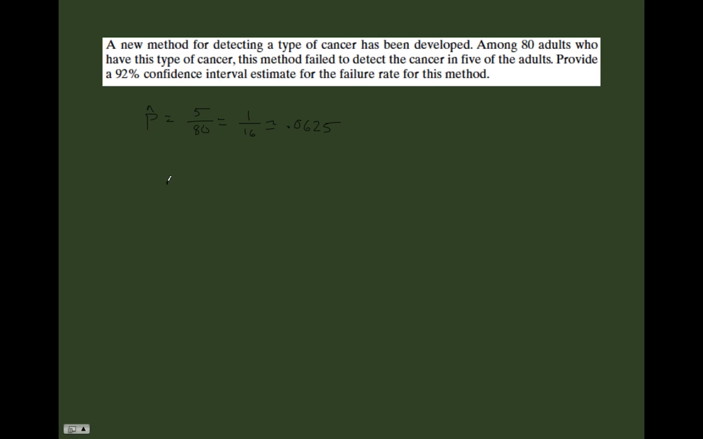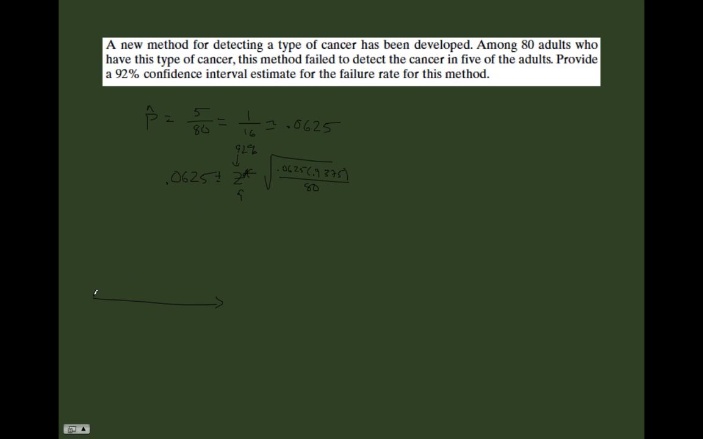So if I'm going to use the formula, I take p hat 0.0625 plus or minus our z star value. And this is going to be for 92% area now. And then we're going to multiply that by 0.0625 times 0.9375 divided by the sample size, which is 80. So we need to figure out what the z star value is.